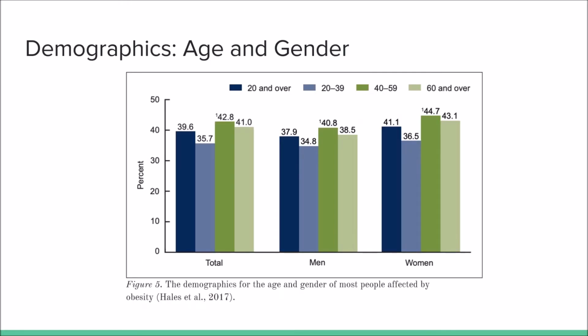This is the demographic distribution of age and gender of people that have obesity. As you can see, it's well over 30% in all categories, but it seems that women, and especially women over the age of 40, are the most likely demographic to have obesity, with men in their 20s to 40s having actually the least likely chances of having obesity.